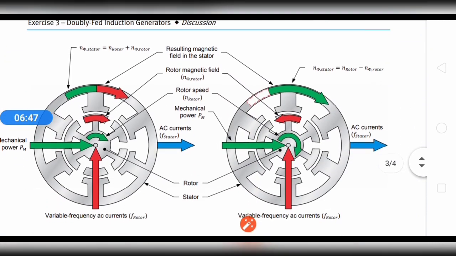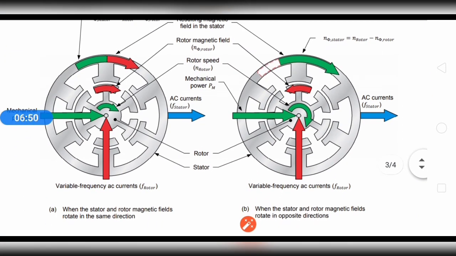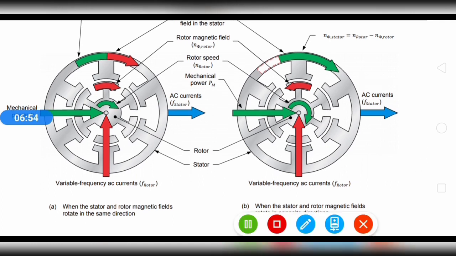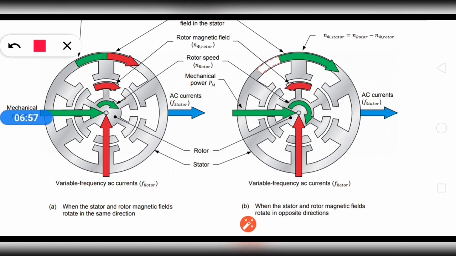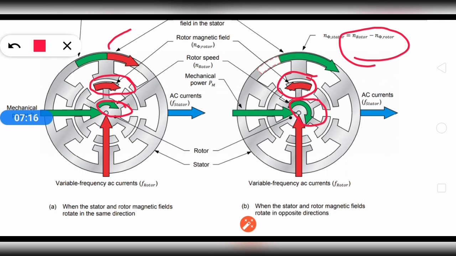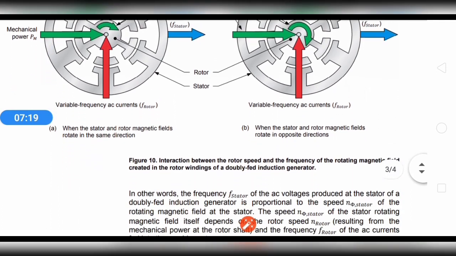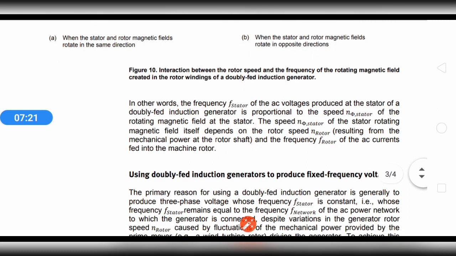Here we have the diagram showing the stator frame and the rotor rotating field. We can directly see from here that if the rotor speed frequency and the rotating magnetic field frequency are in the same direction, then they both will add. However, if they are rotating in different directions, then they will subtract from each other. We can see this from the formula and from this diagram also.